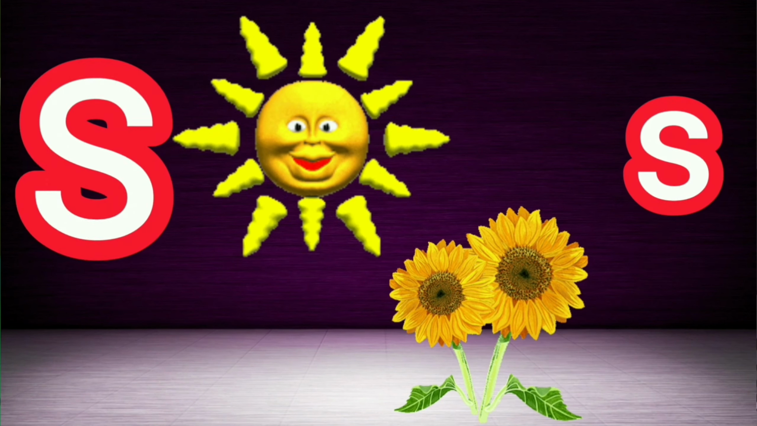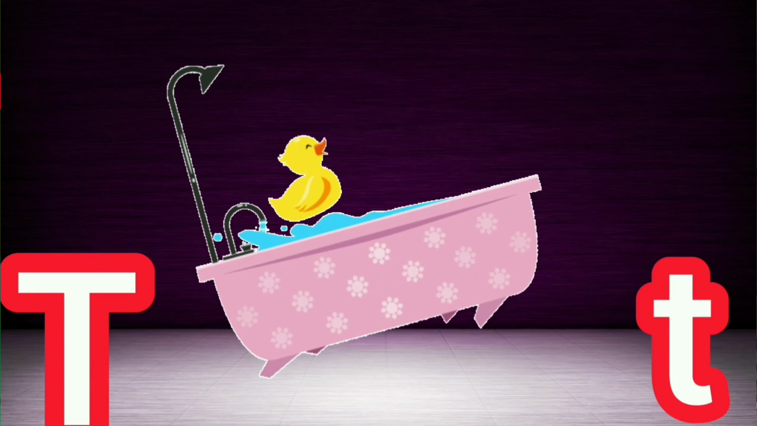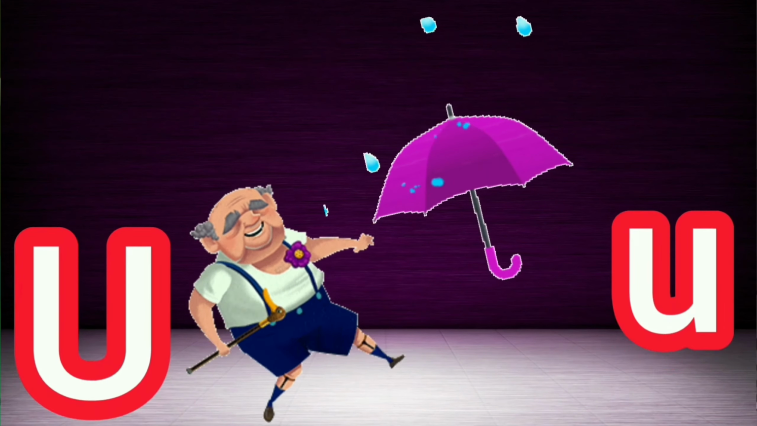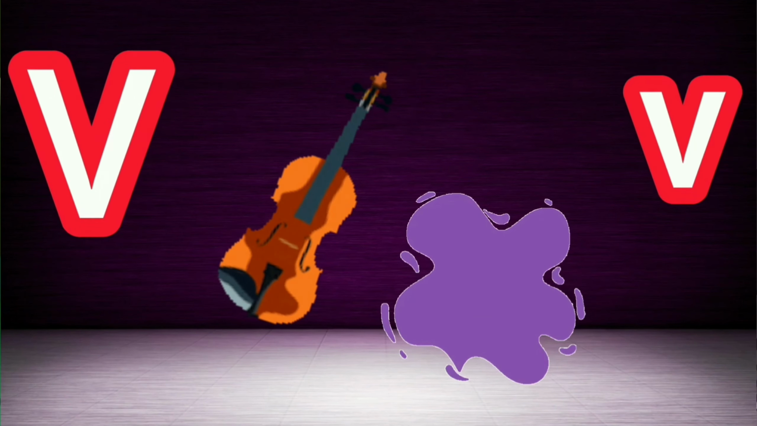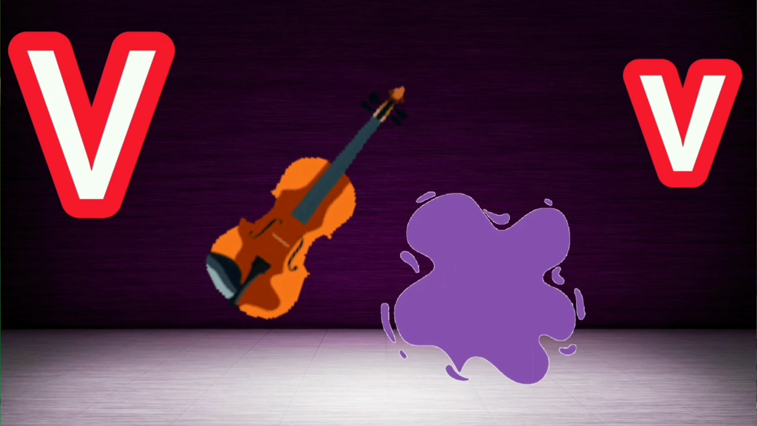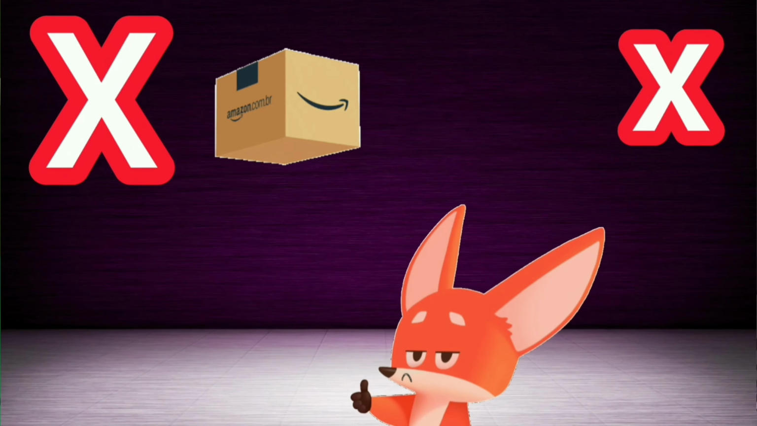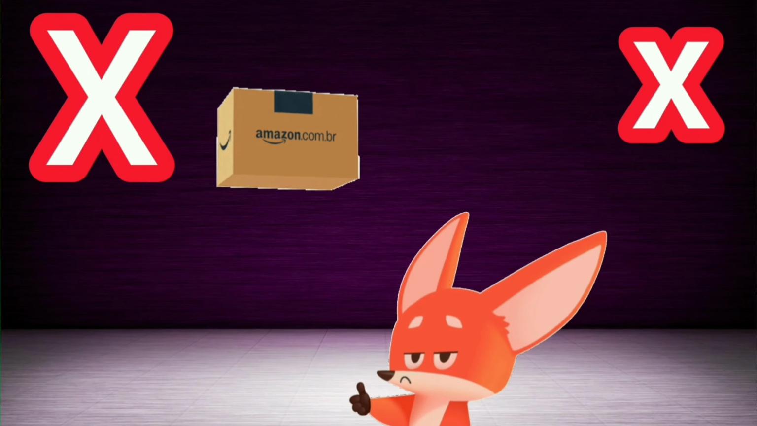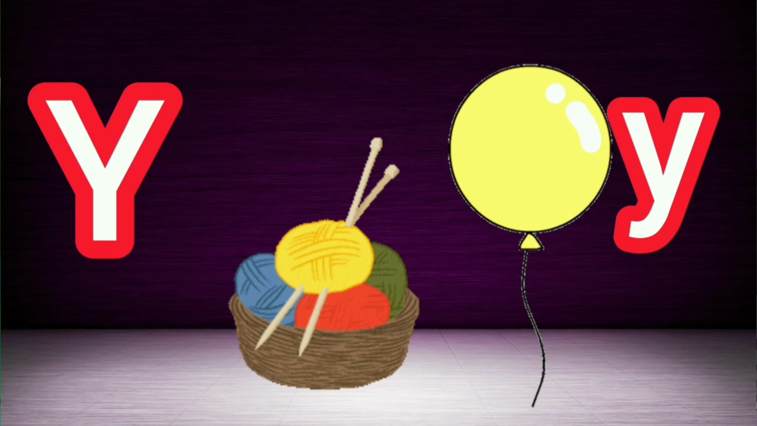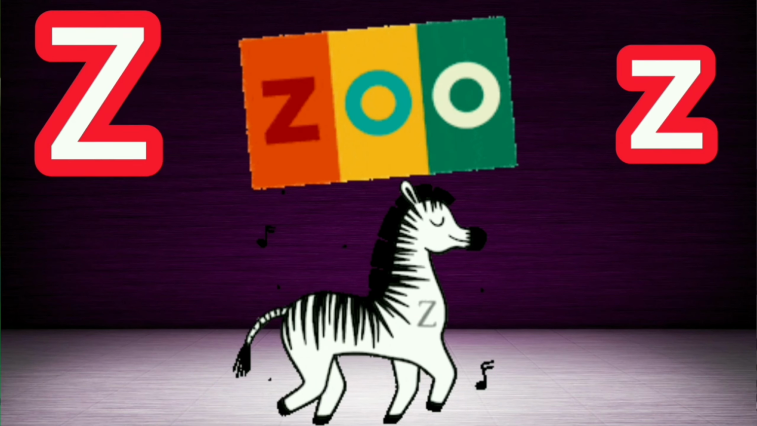S for sun and S for sunflower. T for tab and T for thumb. U for uncle, U for umbrella. V for violin, V for violet. W for well and W for water. X for box, X for fox. Y for yarn and Y for yellow. Z for zoo, Z for zebra.